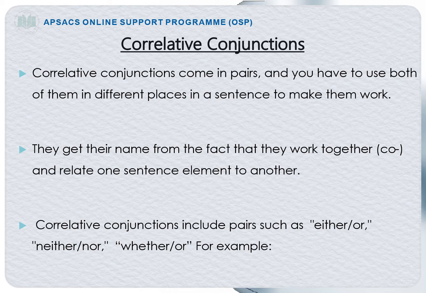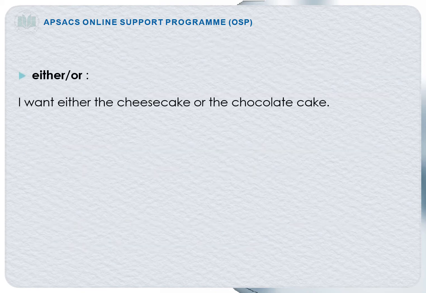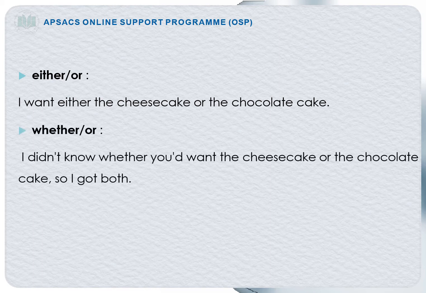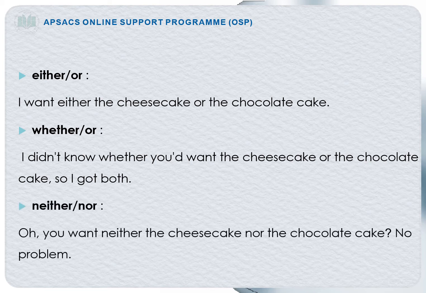For example, either or: I want either the cheesecake or the chocolate cake. Whether or: I didn't know whether you would want the cheesecake or the chocolate cake, so I got both. Neither nor: Oh, you want neither the cheesecake nor the chocolate cake. No problem.